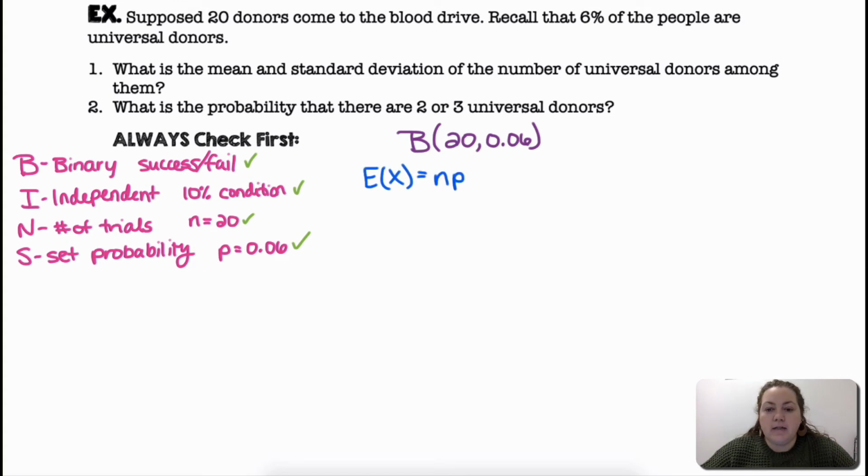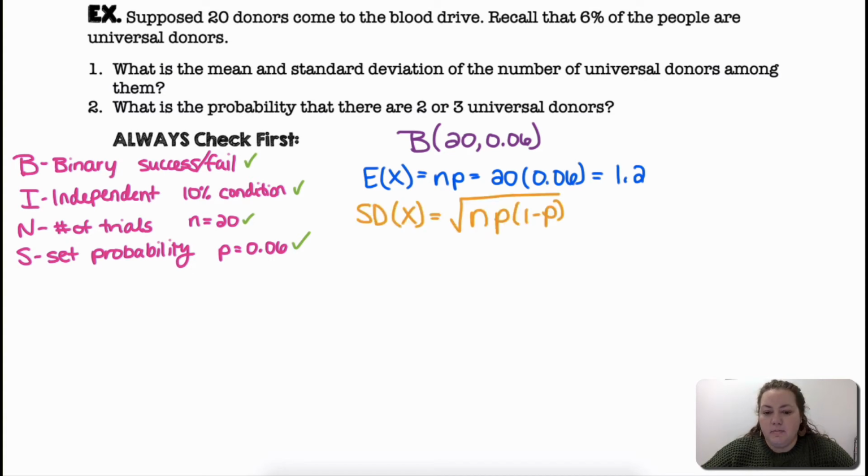The first one is asking for the mean and the standard deviation, so the expected value. E of X, or mu of X, is N times P. So 20 times 0.06 would give me 1.2. And the standard deviation is the square root of N times P times 1 minus P, which when I plug that all in, I get 1.06. Right, and those would be 1.2 donors and 1.06 donors.